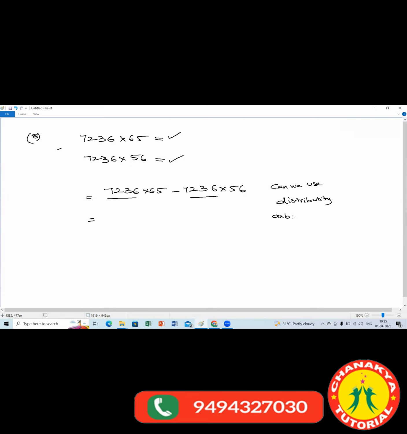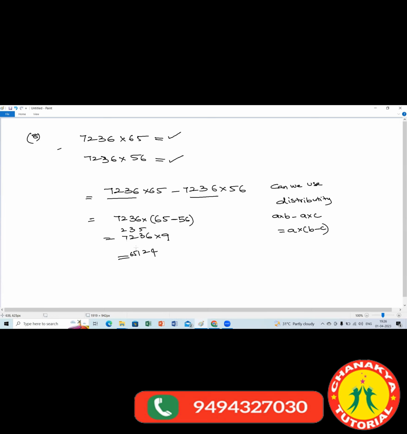What is the distributive property? A into B minus A into C is nothing but A into bracket B minus C. Yes. Now if I take 7236 common, what is the number inside? 65 minus 56. So it is 7236 multiplied with 9. Nine times 6 is 54, 9 times 3 is 27, plus 5 is 32, 9 times 2 is 18, plus 3 is 21, 9 times 7 is 63, plus 2 is 65. Same answer you are getting.